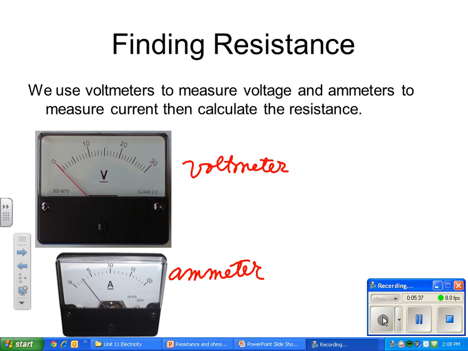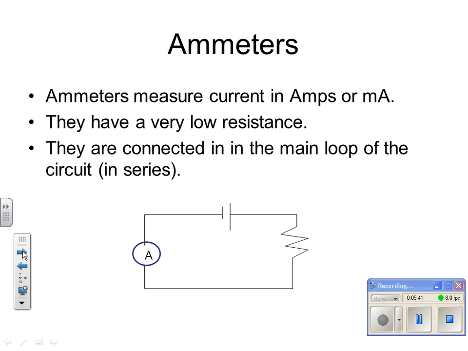And once we get those measurements, we're going to use them to calculate the resistance. And so here's a little bit about ammeters. Ammeters measure current, and our symbol for current is an I, and the units for current are either going to be amps or milliamps. We'll use amps most of the time, and if you get milliamps you have to convert. So this is 10 to the negative 3 amps.